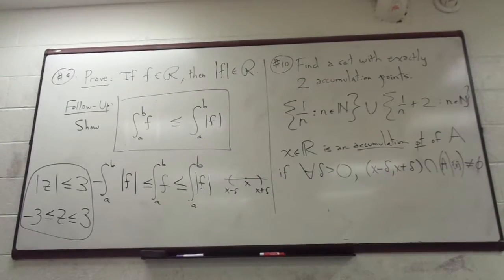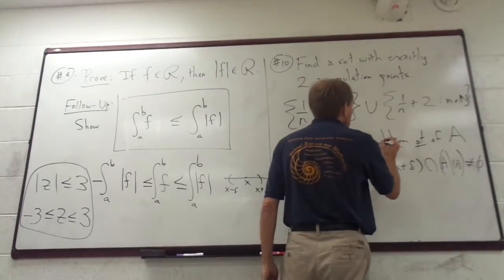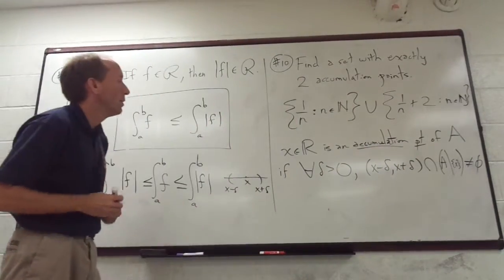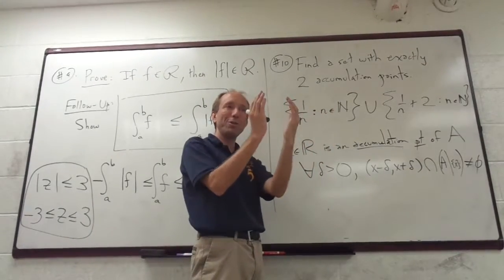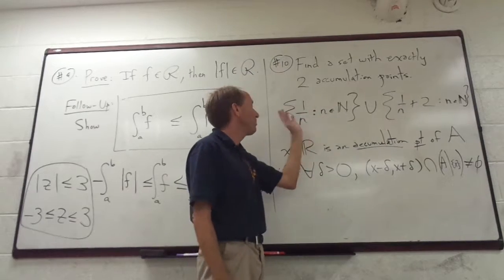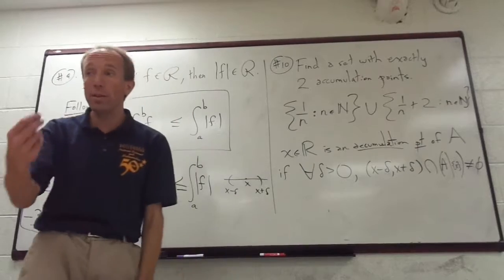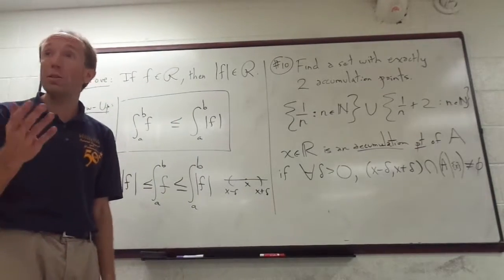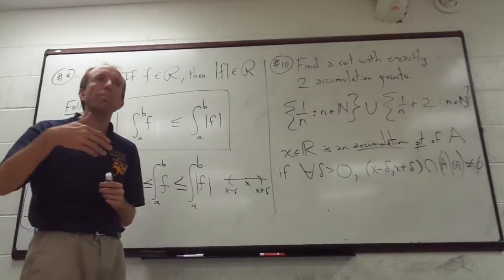Is that good, guys? Make sense? Okay, so that is the definition of an accumulation point. For example here, 0 is an accumulation point. Every neighborhood of 0 contains terms of this sequence, which of course are not 0. The accumulation point doesn't have to belong to the set. Often it doesn't.